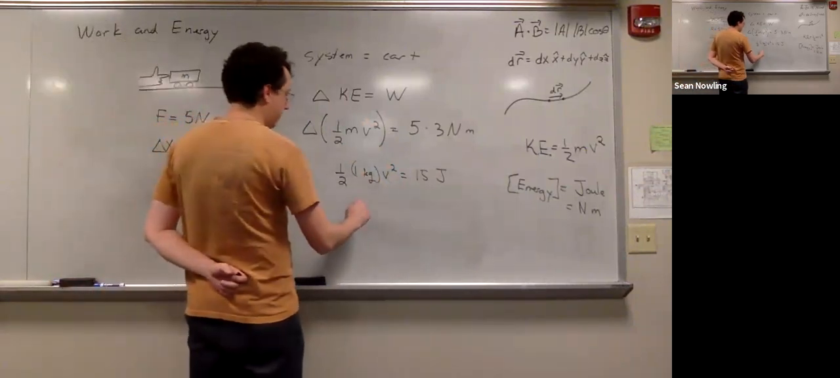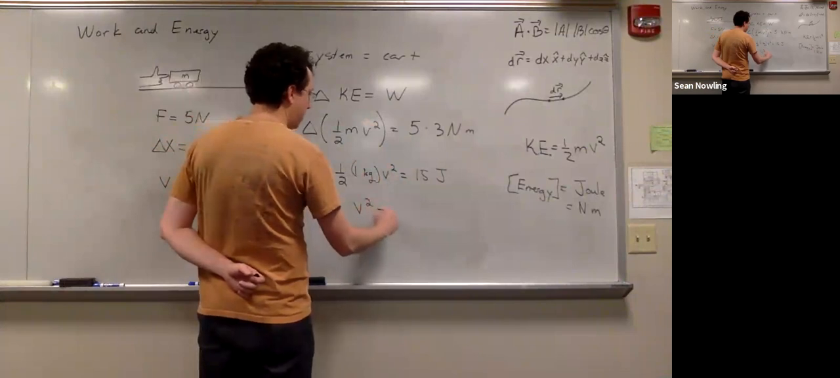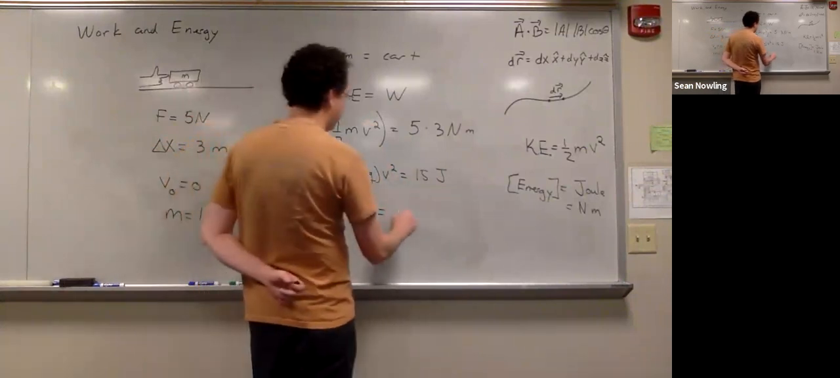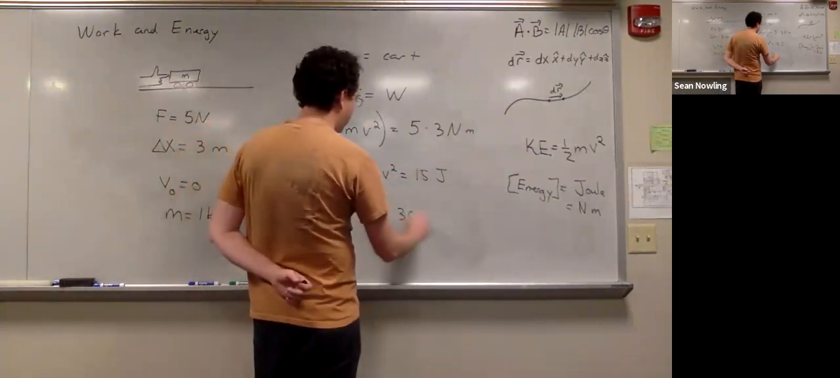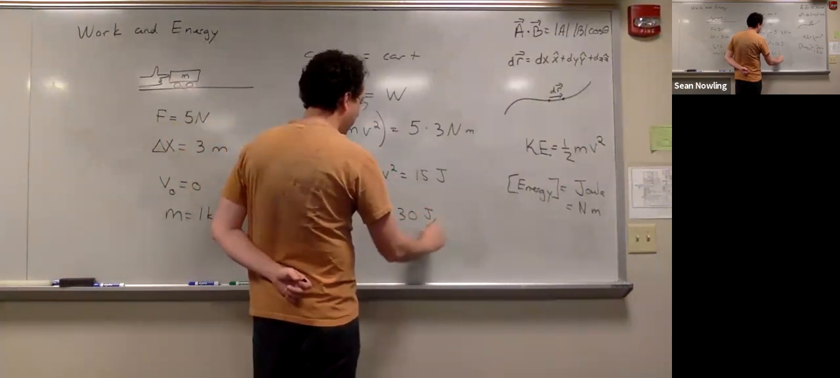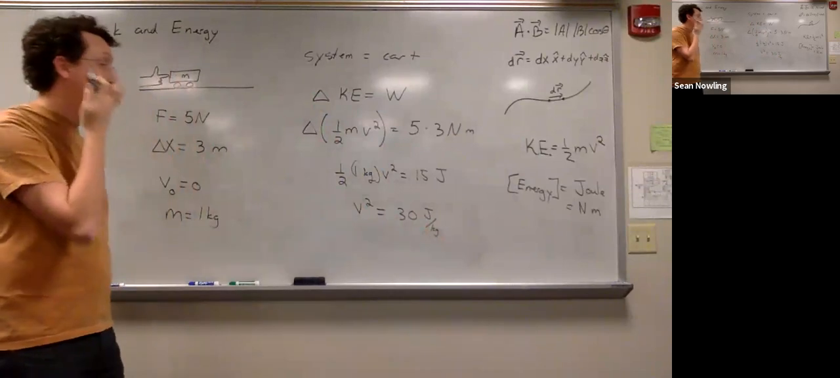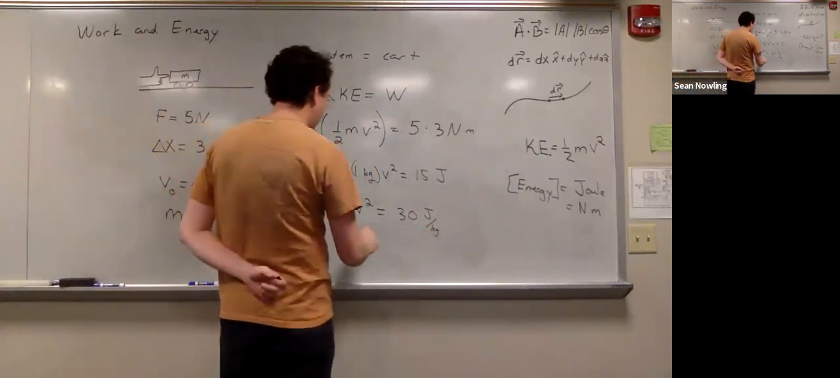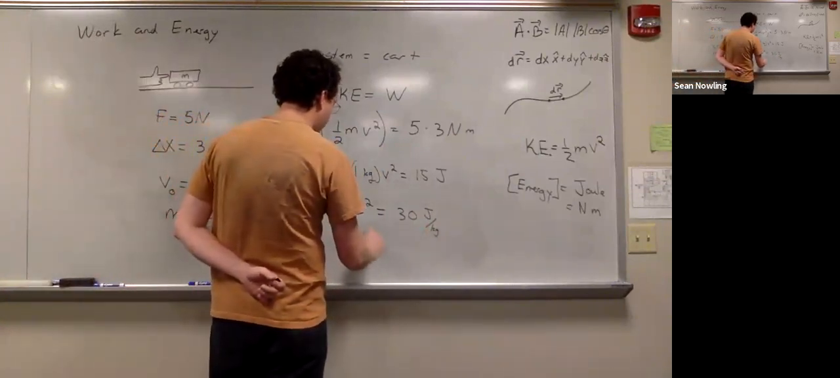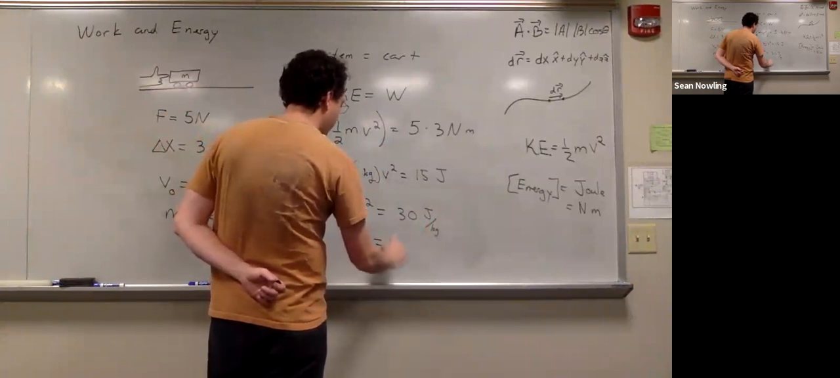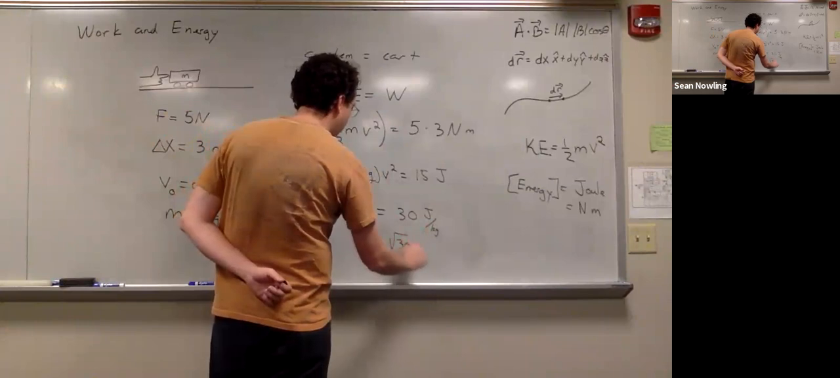That tells me that the velocity squared is equal to 30 joules per kilogram. Turns out that's a meter squared divided by a second squared. And you take the square root and you get the velocity. The final velocity equals the square root of 30, and it'll come out to be meters per second.